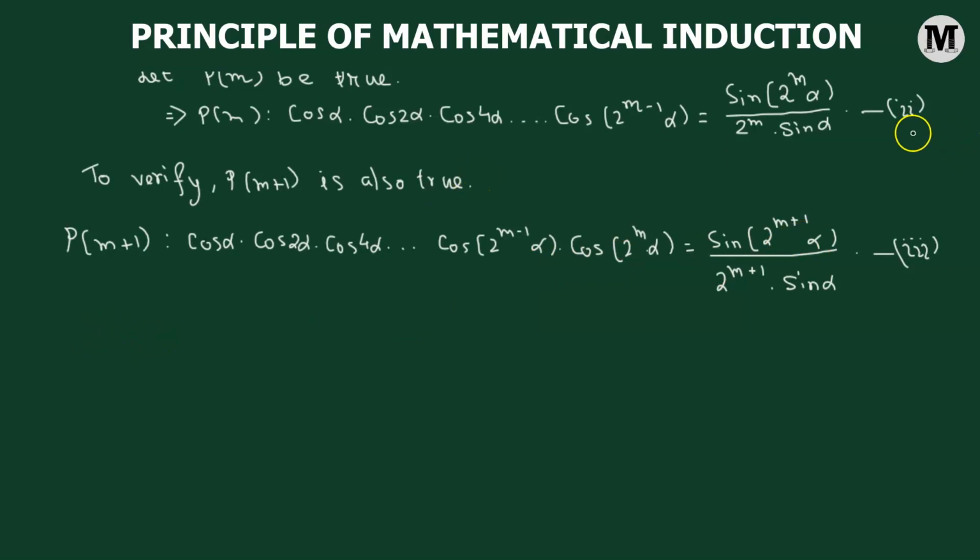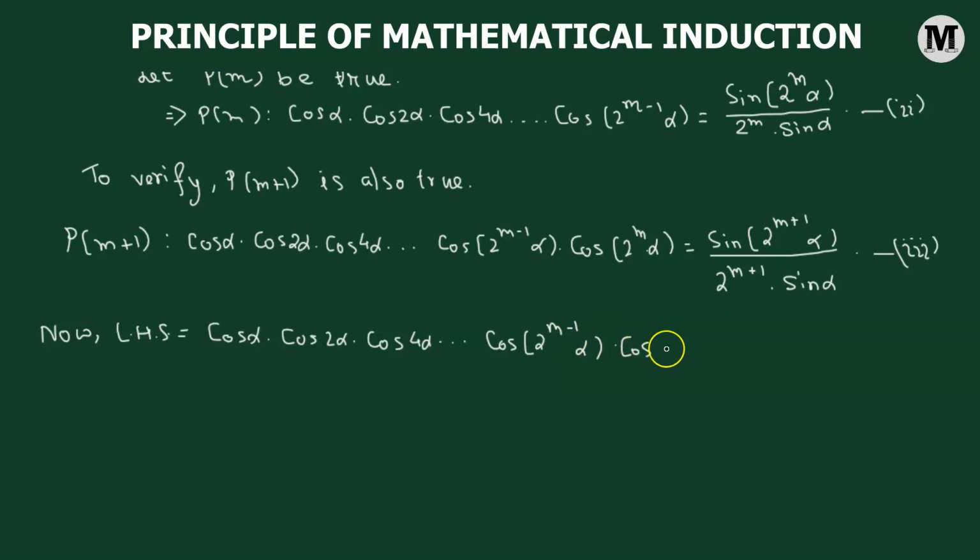We are going to take the help of statement number 2, and we'll start from the left hand side. So now let us start from the left hand side of the statement p of m plus 1. What is the left hand side? Let's write it down. We have cosine of alpha multiplied by cosine of 2 alpha times cosine of 4 alpha, multiplied all the way up to cosine of 2 raised to the power of m minus 1 alpha multiplied by cosine of 2 raised to the power of m alpha.